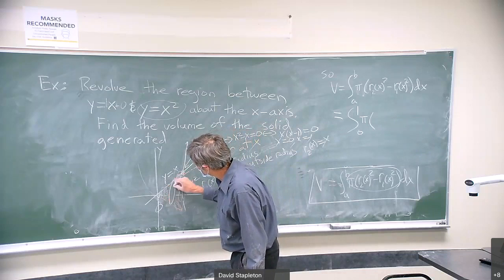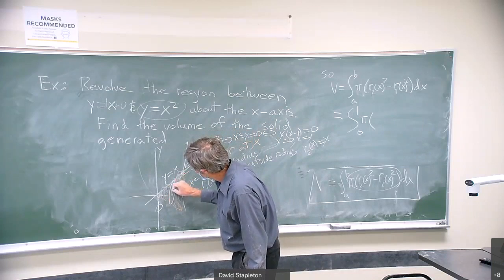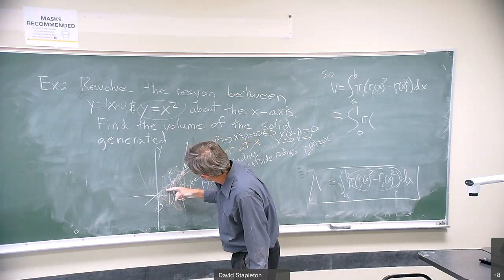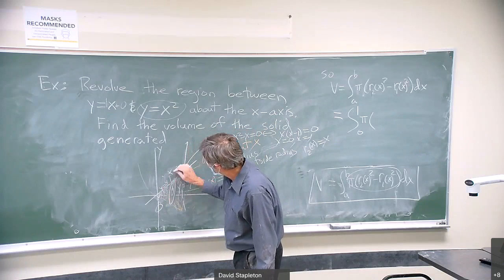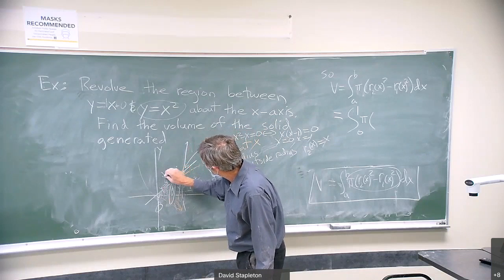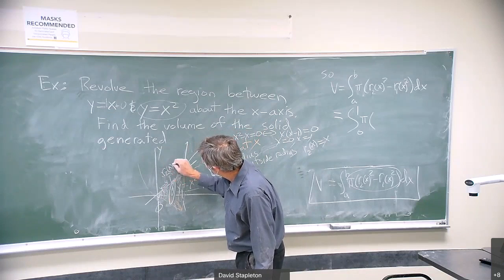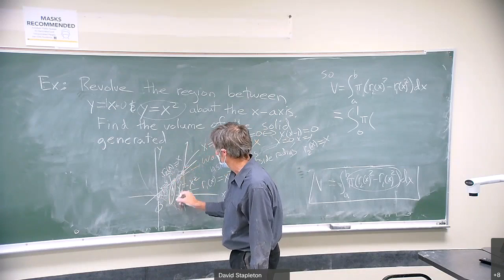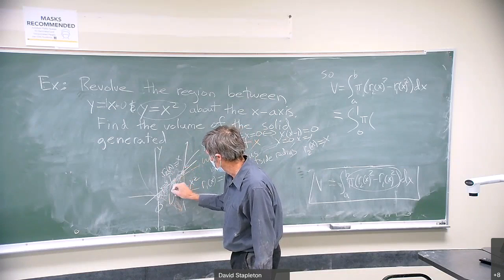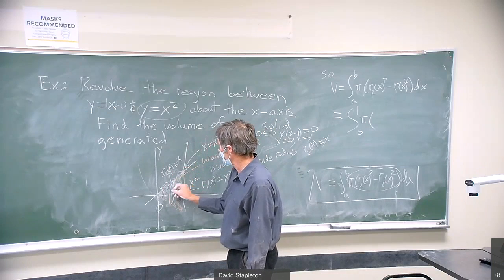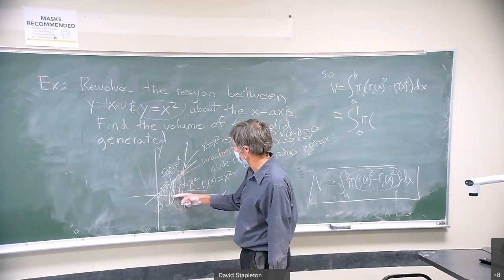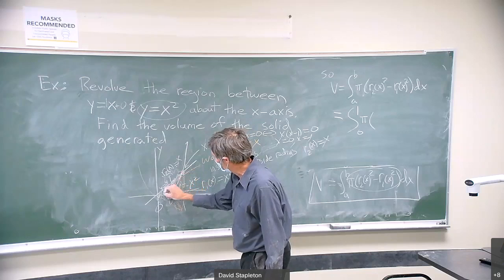Better. Cross section is a washer. The outside radius is x, because it goes up to the line y equals x, so R2 of x equals x. And the inside radius, R1 of x, equals x squared because it goes up with the parabola.